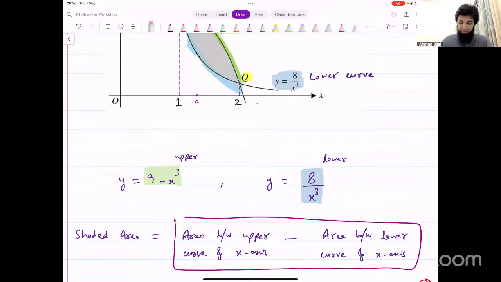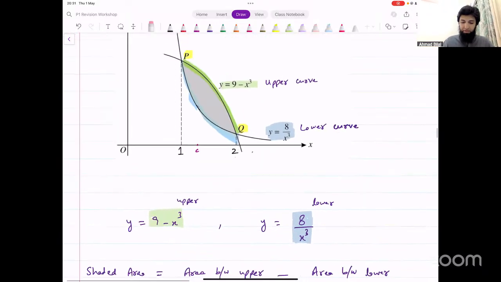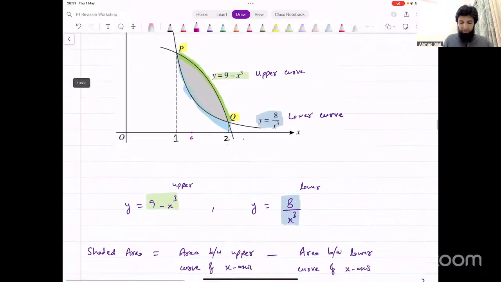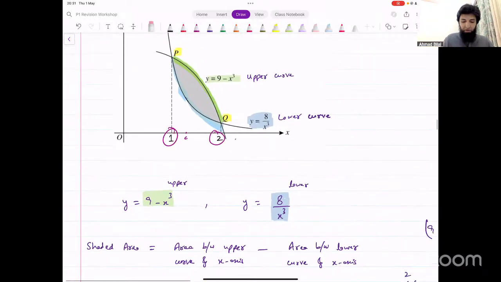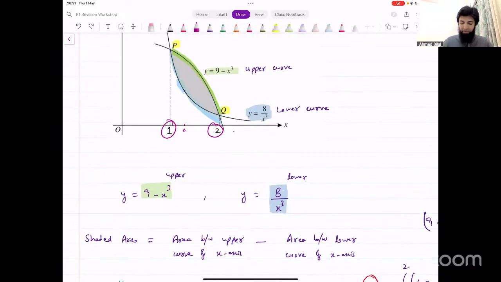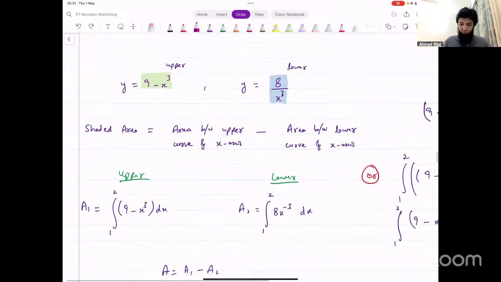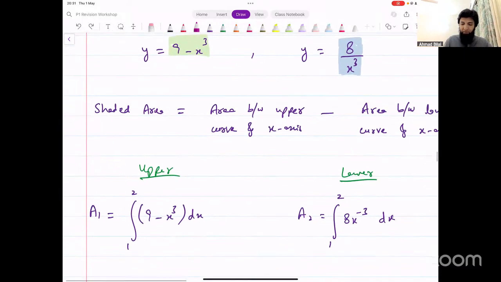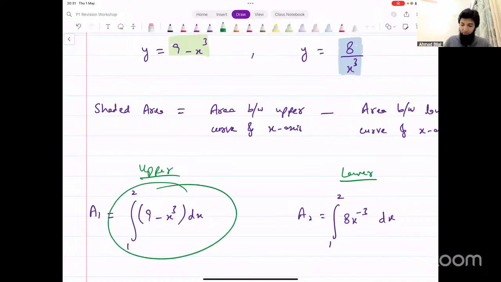If the limits are the same for both of those graphs, for example, in this case, the limits are the same. It's going from 1 to 2. In this case, you can also do it like this, that you say, subtract the functions first. So this is one idea, that you evaluate these two integrals separately for the upper and lower function, and then you just find their difference.